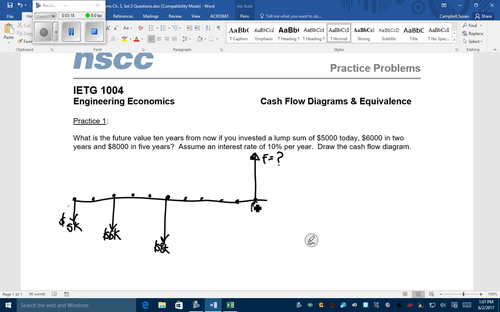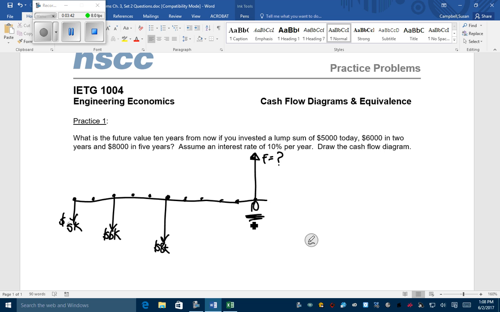So because of the time value of money, I cannot simply add up $5,000, $6,000, and $8,000 to find out what the value is in year 10. I have to first convert each of these to the same time frame and then add them up. So because I'm looking for what the time frame is in year 10, I'll bring each of these values to their equivalent value in year 10 and then add them up.